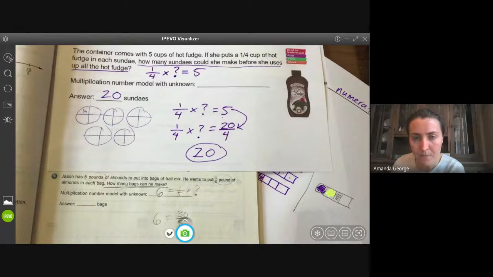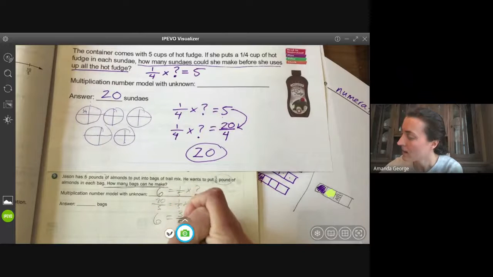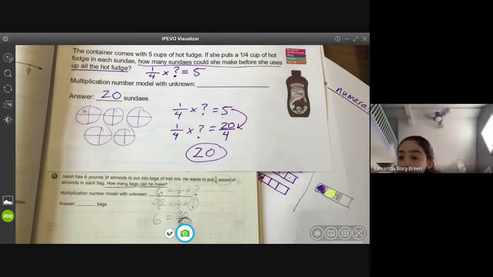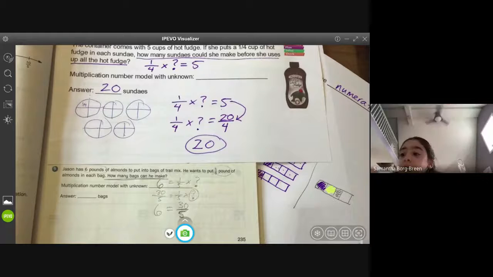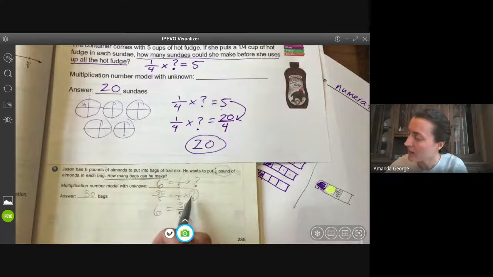You with me? Yeah. Samantha, you with me? Yeah. Okay. So now that I know 6 is 30 fifths, Samantha, can you tell me how many bags he's going to be able to make? 30. Yes, you got it. Each of those bags has 1/5 in it. And if we had 30 of them, then he'd use the whole 6 pounds of almonds.